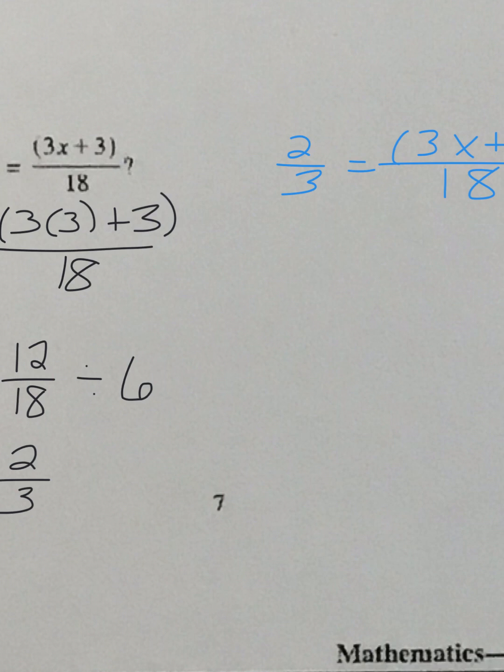How can I get rid of fractions? Multiply by what? The bottom number. I want to pick the biggest denominator. What is it? 3 is bigger than 18. Oh, wait, no. 18. Okay. What happens on the right side with the 18s? They cancel each other out, so I'm left with 3x plus 3. Well, what happens on the left side?